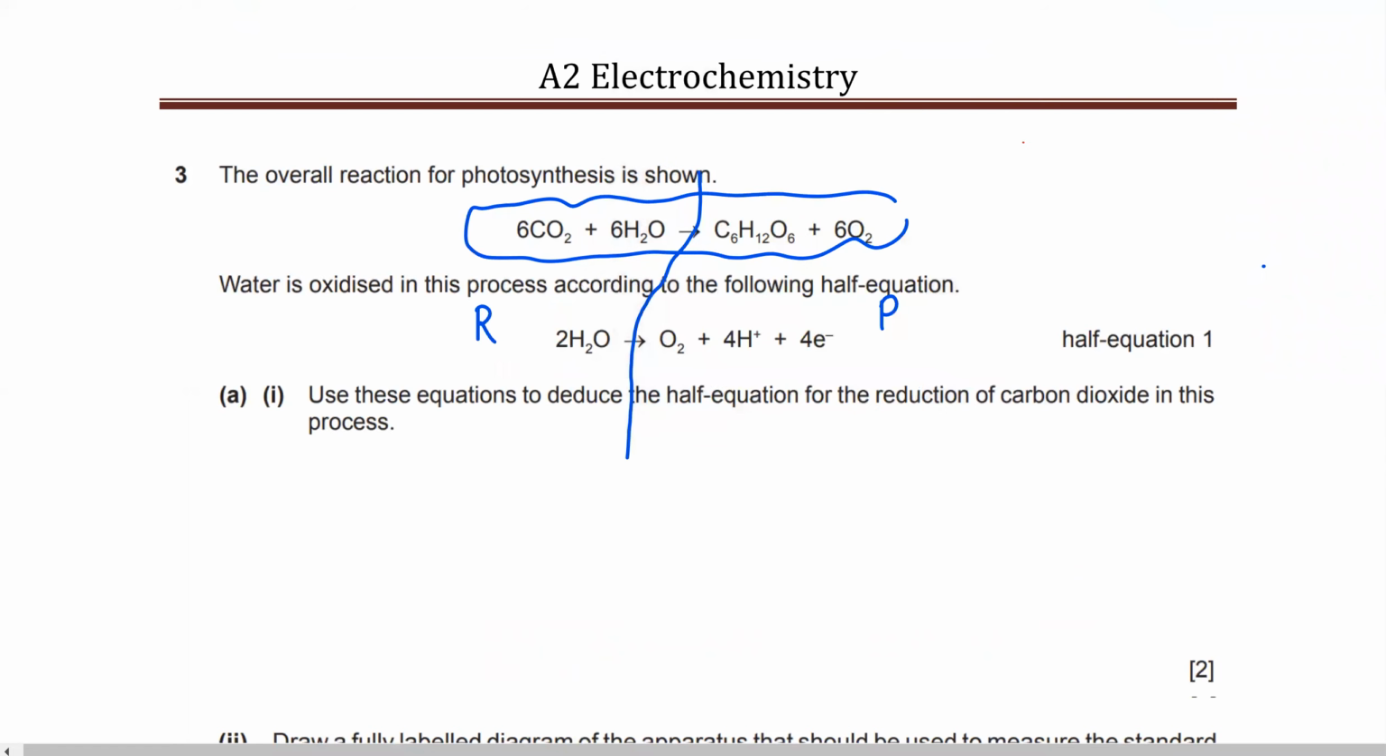If you do that, this would give you 12. This would become 6 O2s. This would become 24 H plus 1. And this would become 24 electrons. Because this thing added with my second equation, which I have no idea what it is right now, should give you this. Is that clear?